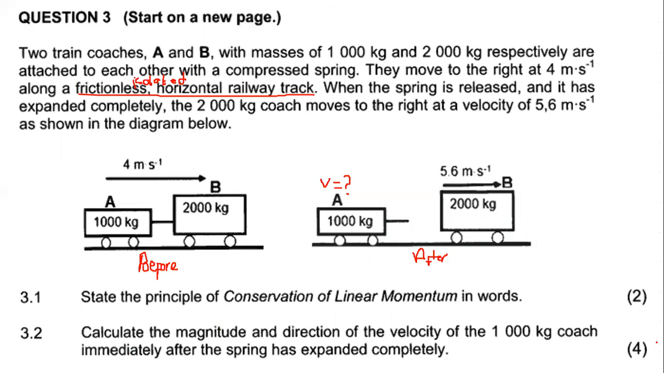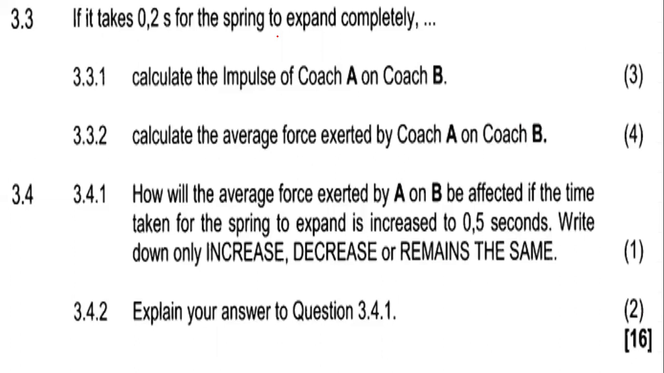So now we continue. Then they tell us if it takes 0.2 seconds, right, for the spring to expand completely, calculate the impulse of Coach A on Coach B. So the impulse must be on Coach B. Now we've been given the time there, and we know that time represents my delta T. It is the contact time. It is the time the net force was acting on that particular coach, which is both Coach A as well as Coach B.